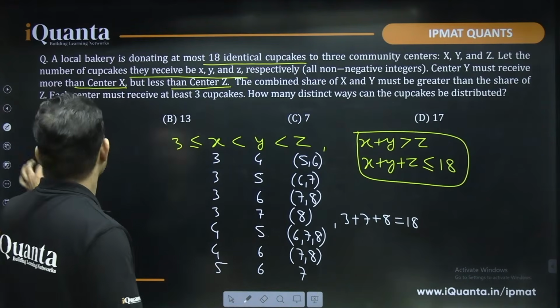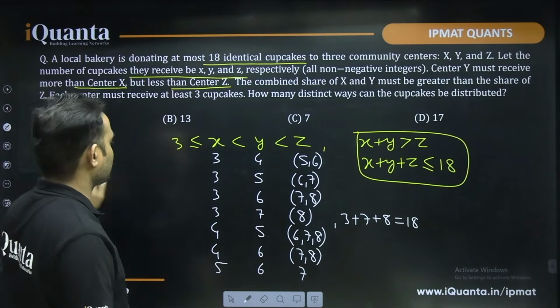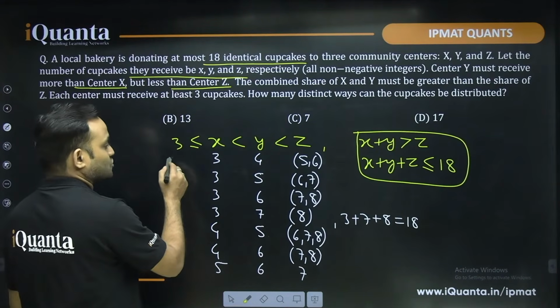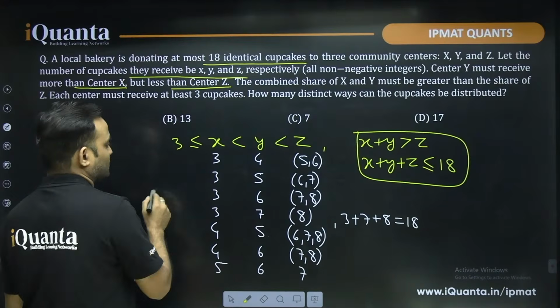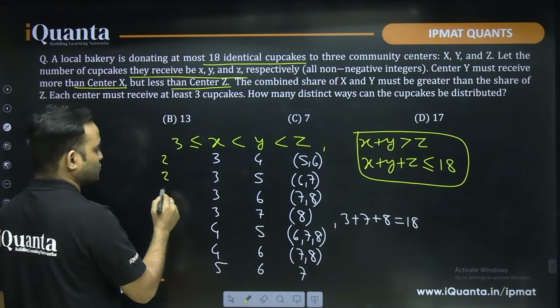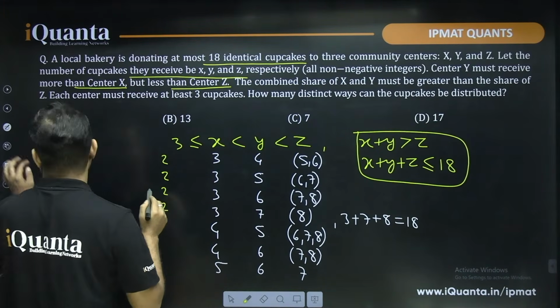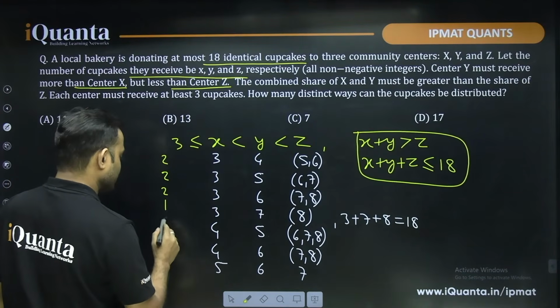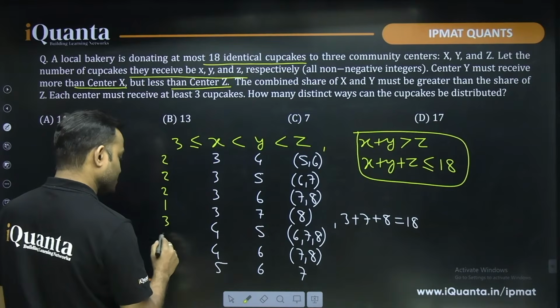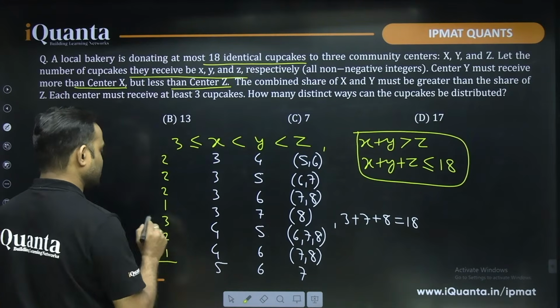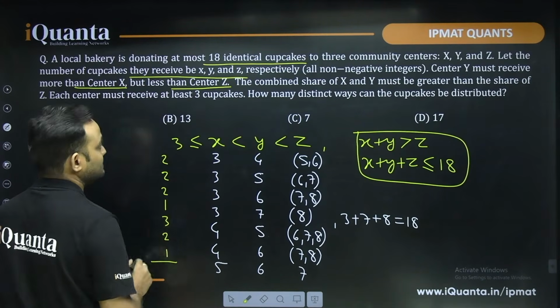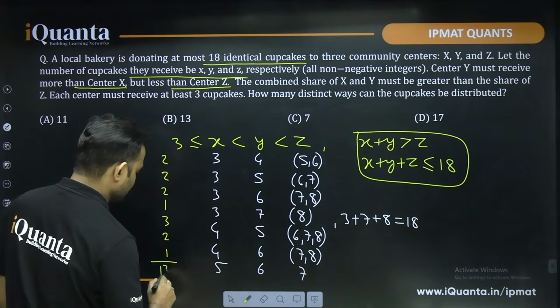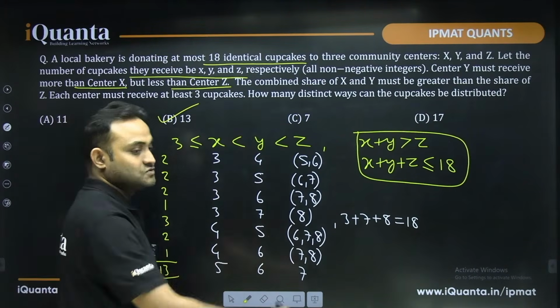That's it. That's the total number of solutions. So 2 solutions here, 2, 2, 2, 1, right? Then 3 here, then 2 here, then 1 here. Total 3 plus 3, 6 plus 1, 7. 7 plus 6, it will be a total of 13. So the answer is option B.